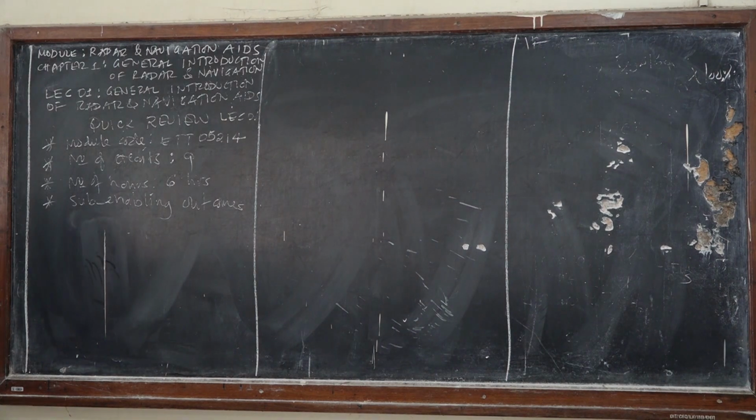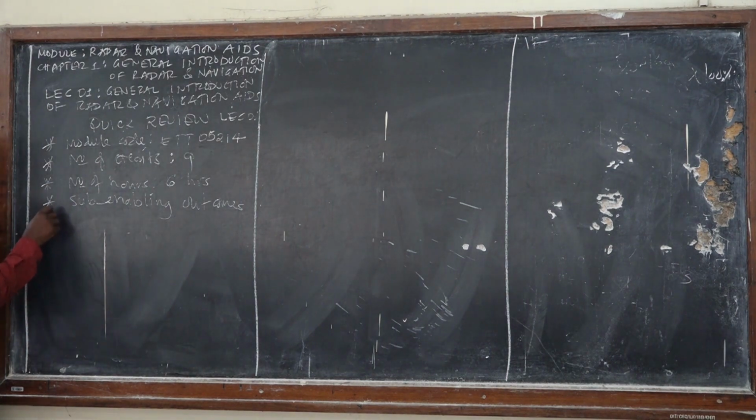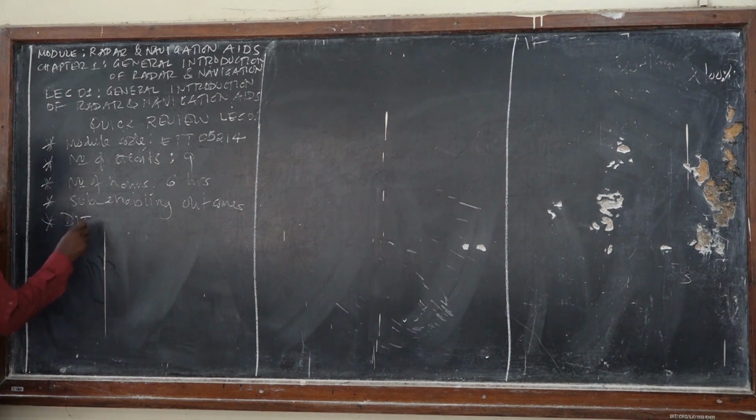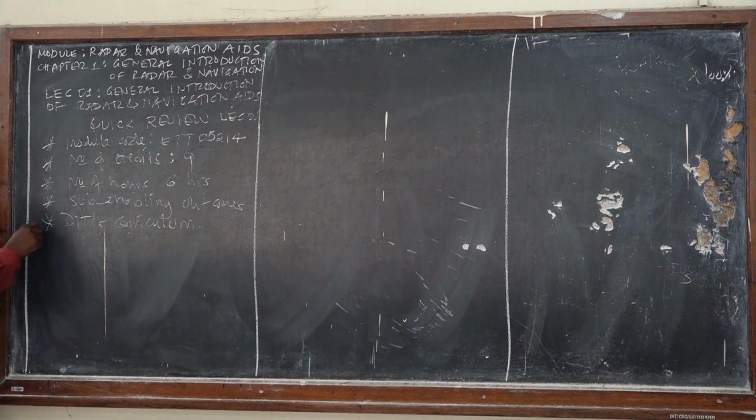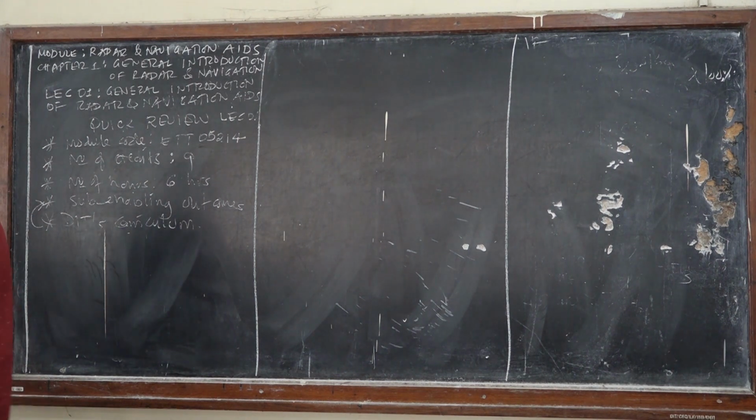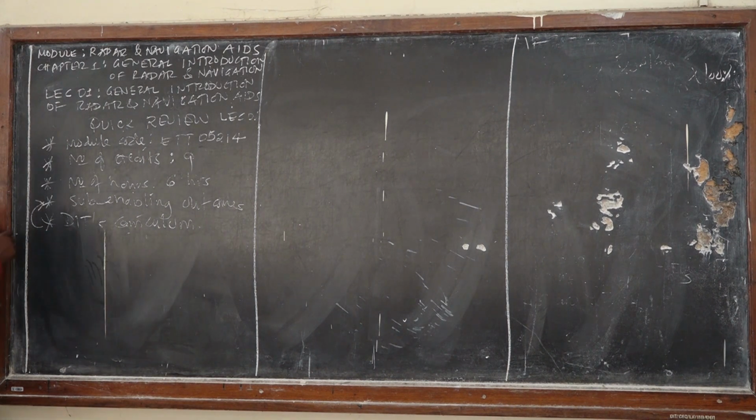Right? So I told you that I'm going to teach you the fundamentals of radar and navigation aids by using the DIT, Dar es Salaam Institute of Technology, curriculum. So this curriculum gives us something we call sub-enabling outcomes. How many sub-enabling outcomes do you have? 7 sub-enabling outcomes. Number 1 sub-enabling outcome, the student should do what?